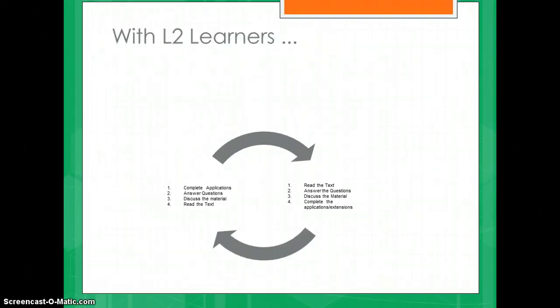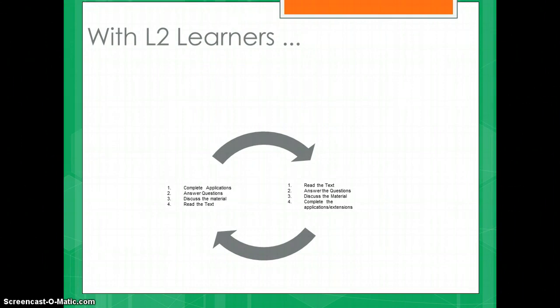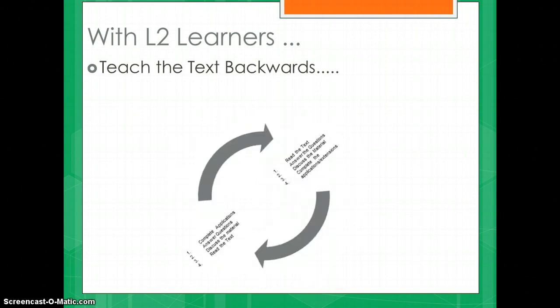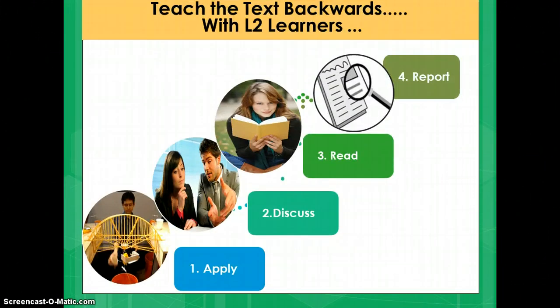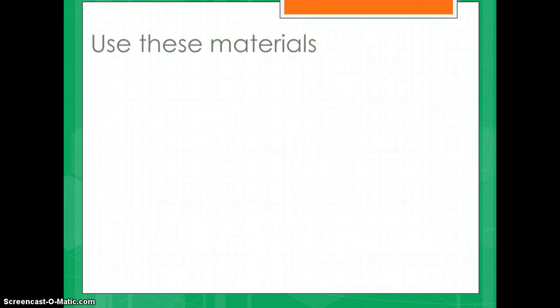What teaching the text backwards does, and especially good with second language learners, is to flip it on its head and teach the text backwards. And what I mean by that is instead have your students apply something, do something hands-on, then discuss it, then read about the topic, and then report on it. And here is what one lesson might look like.